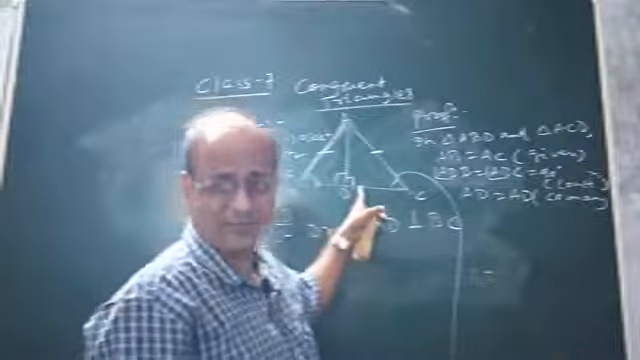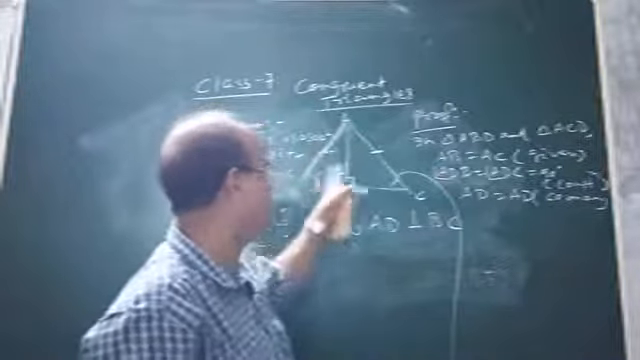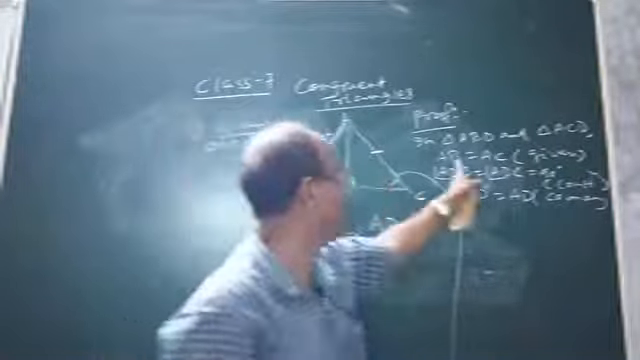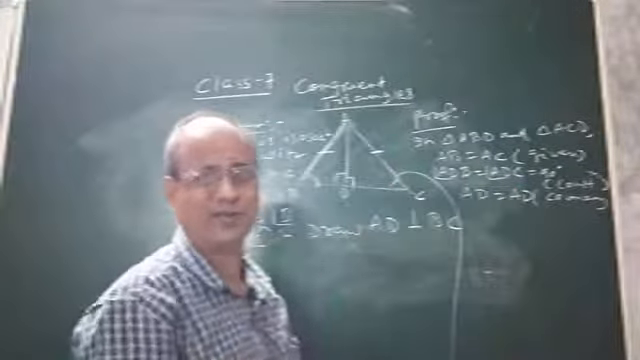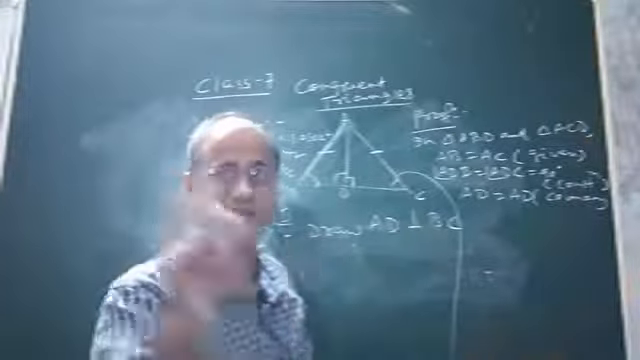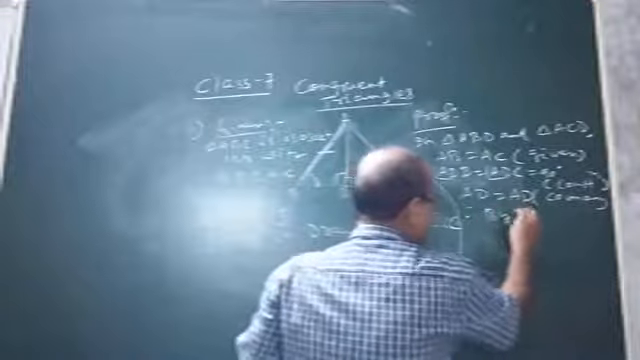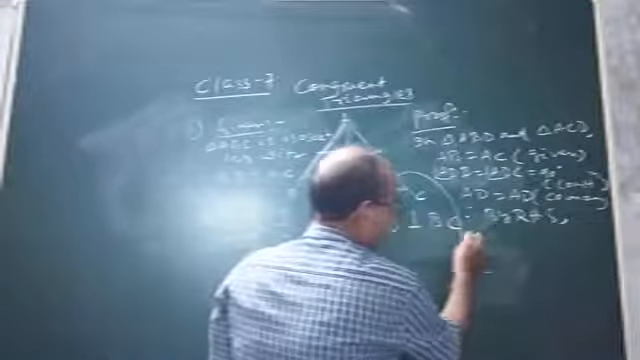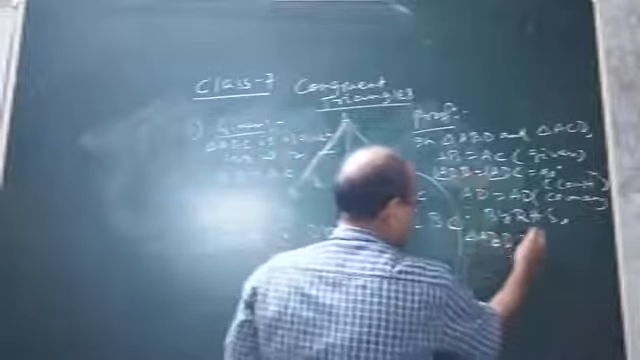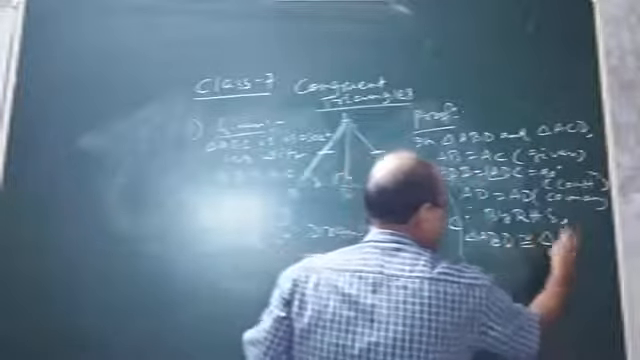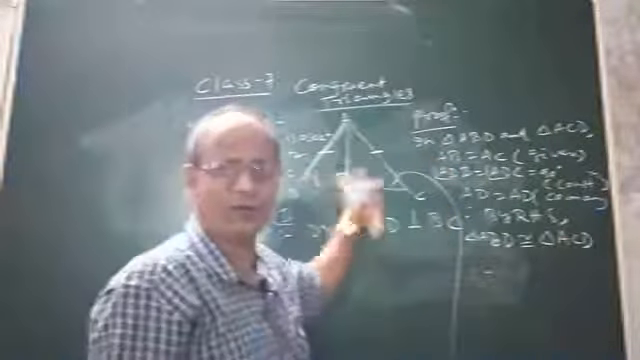Right angle, hypotenuse, side. This is the hypotenuse, AB is the hypotenuse of this triangle, AC is the hypotenuse of this triangle, and they are equal. Then AD is the common side. So which congruence condition does it satisfy? It satisfies the RHS congruence condition. Therefore, what will be the conclusion? Therefore, by RHS condition, triangle ABD is congruent to triangle ACD. So now we proved the congruency of the two triangles.